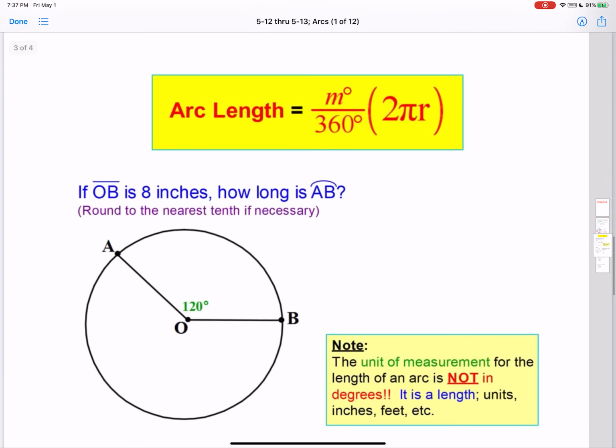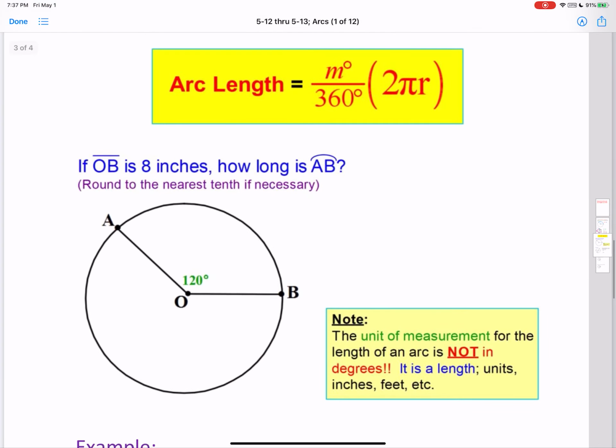Now let's take a look at our arc length. Now the arc length has this formula where we have the measure in terms of our degrees divided by 360 degrees times 2 pi r. Well, what does that mean? Well, that basically means that we have our measure over 360. Well, that's a fraction. So this is a fraction.